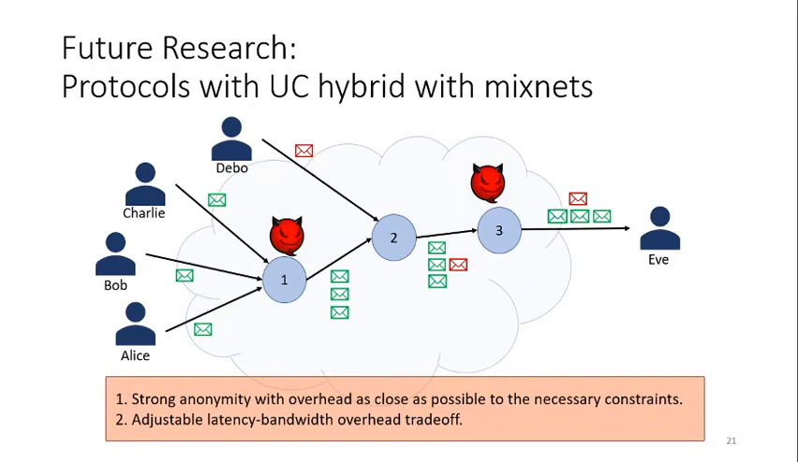What do I mean? I mean, depending on the requirement, you can tune for low latency or high bandwidth overhead, or low bandwidth overhead and high latency, or medium latency and medium bandwidth overhead. Most of the existing protocols that provide strong anonymity are fixed in terms of latency and bandwidth overhead. You cannot really change that. But with our new protocol, we want it to be adjustable.